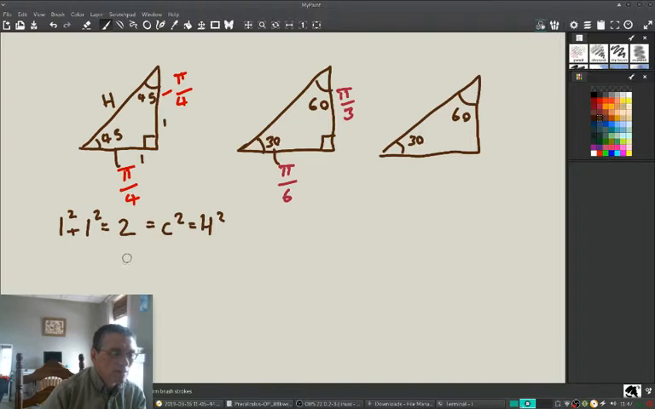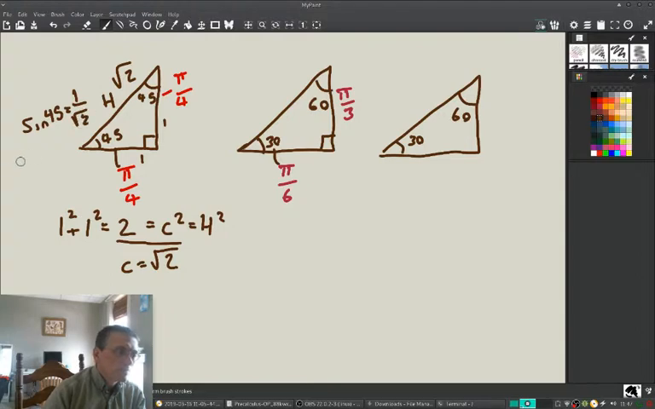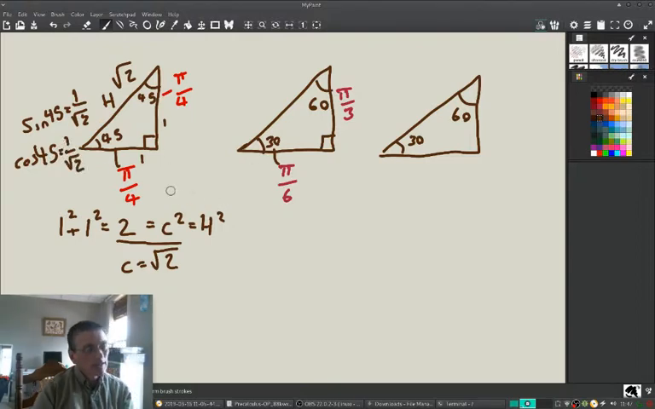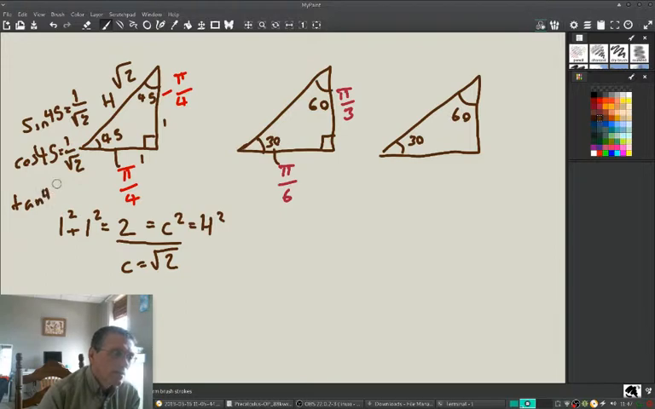We have c squared equals 2. Take the square root of both sides. We get c equals square root of 2. So this is the 1, 1, square root of 2 triangle. And then we get sine of 45 equals 1 over square root of 2. And also cosine of 45 equals 1 over square root of 2. Okay, you probably remember that. Tangent is opposite over adjacent, which is 1 over 1. Tangent of 45 equals 1.